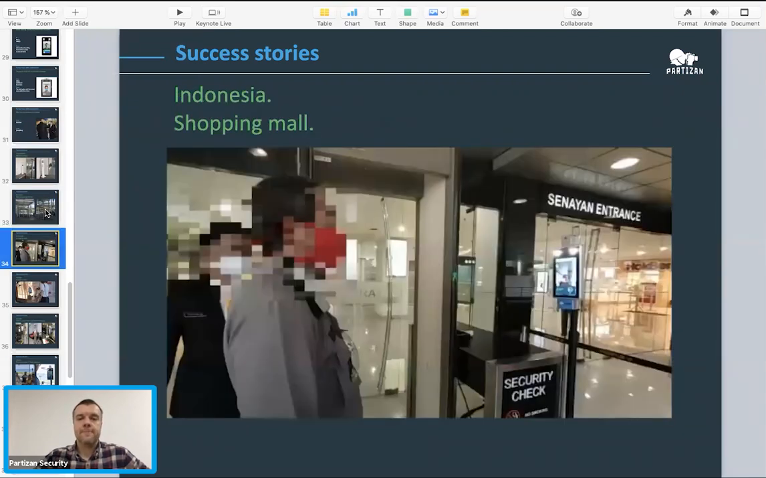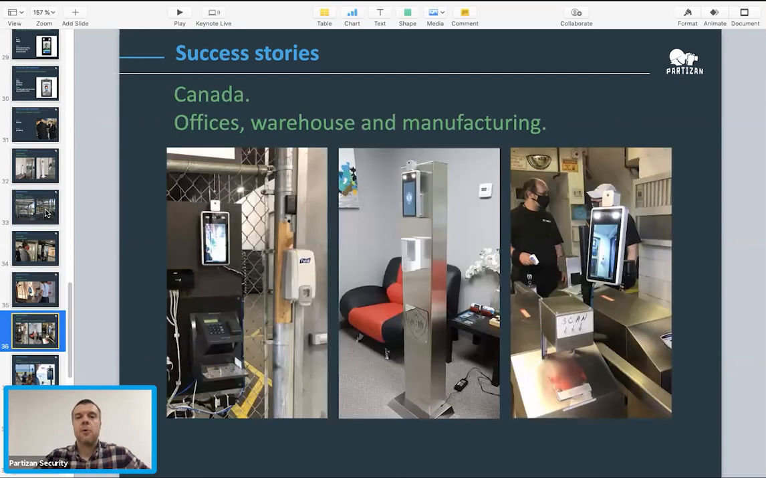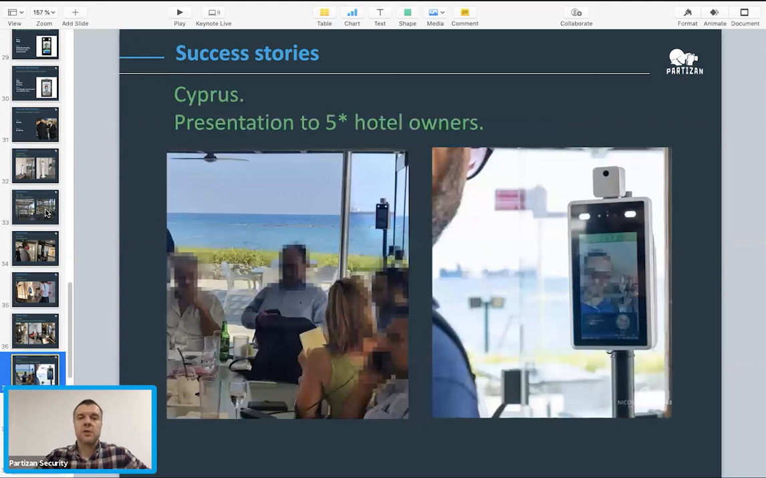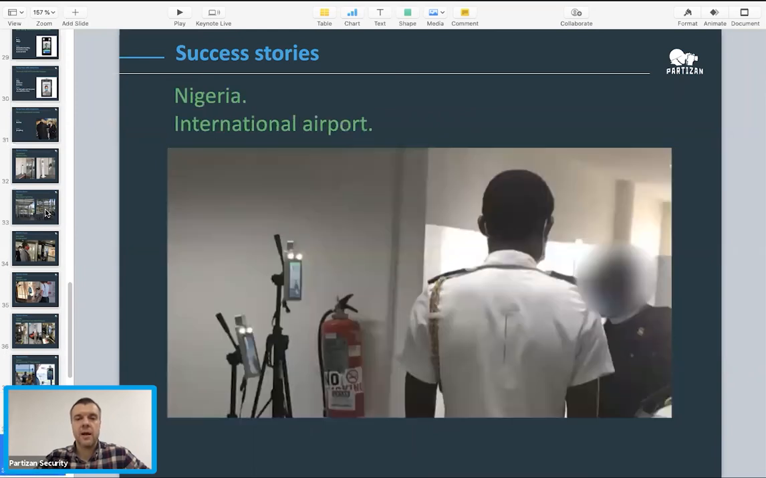Indonesia shopping mall, Georgia shopping mall, Canada, some offices, warehouses, and manufacturing places. Also, it was in Cyprus a few months ago. It was a presentation for the 5-star hotel owners, and now we start selling them there. It's a Switzerland theme park, which is also outside, but under the roof. So it's quite okay. Nigeria International Airport was installed with quite a lot of different devices in the different zones, in and out, arrival and dispatch.